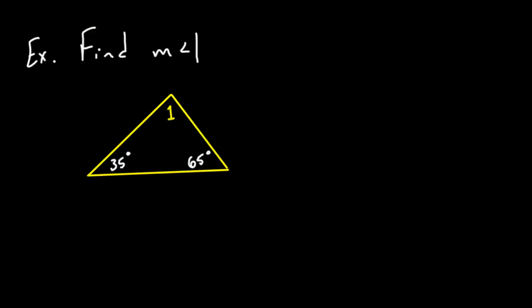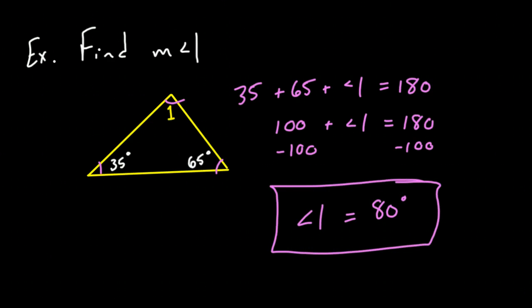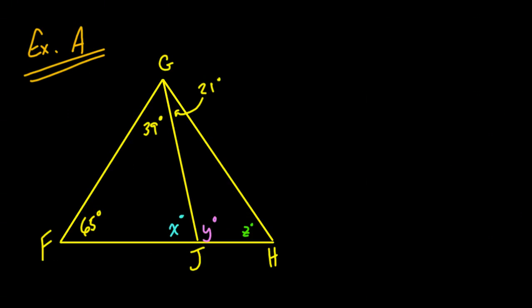So we're going to use it now. Find the measure of angle 1. I know that all the angles have to add up to 180 degrees, so I can do 35 plus 65 plus angle 1 equals 180. It's going to leave me with 100 plus angle 1 equals 180. We'll subtract 100 on both sides, and we're left with angle 1 equals 80 degrees. All off that idea that all the angles have to add up to 180.